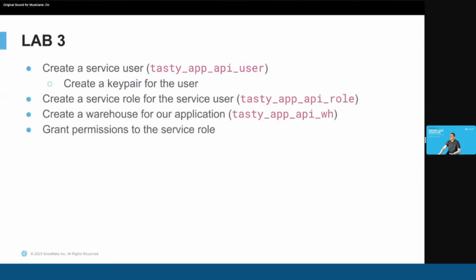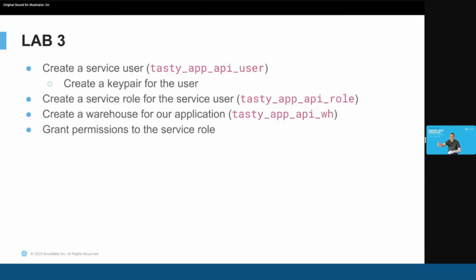Okay, so what are we going to do in this final lab of this particular session? I'm going to create our service user. This person is going to be called Tasty App API user, and I'm going to create a key pair for the user. I'll create a service role. Remember, we permission artifacts based on role, not user. And I'll create a warehouse for our application, Tasty App API warehouse. And I'll grant permissions to that service role.